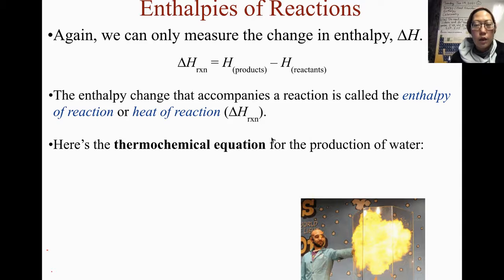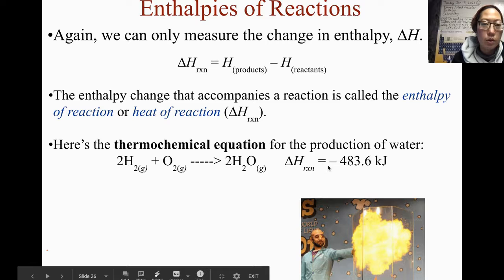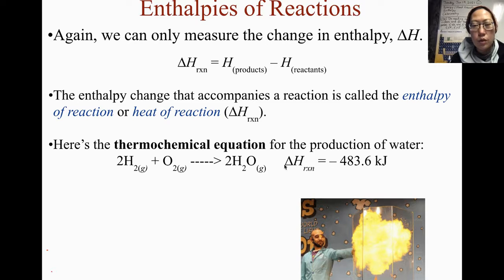We can write something called a thermochemical equation for the production of water. That's what's happening here in this fireball. So a thermochemical equation looks like this. It is a balanced chemical equation, but it includes the enthalpy change for that reaction as written. Okay, so we know that if this reaction happens as written, negative 483.6 kilojoules will be released. We know it's released because it's negative.